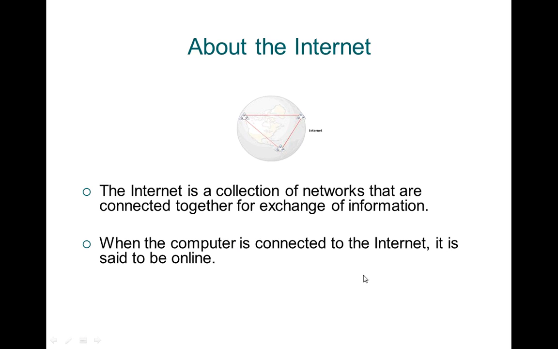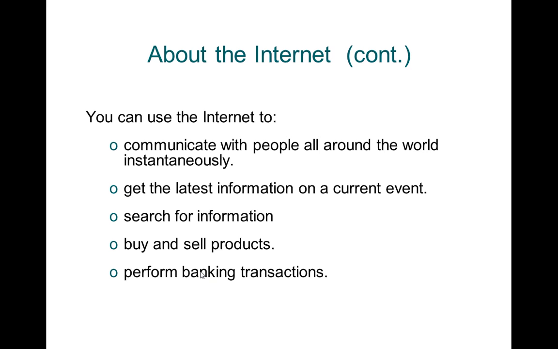Next, when the computer is connected to the internet, it is said to be online. I am saying I am online, I am talking to you, I am teaching you. So this means my computer is connected to the internet. I am saying that I am online, you are online, and we are talking with each other. So when the computer is connected to the internet, it is known as an online machine, online system, or online computer.